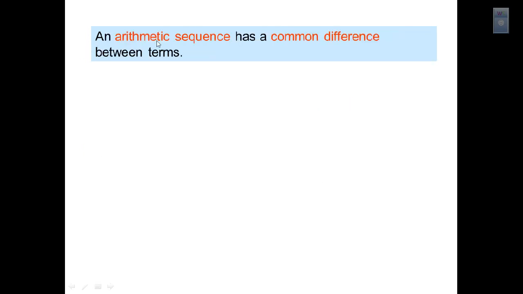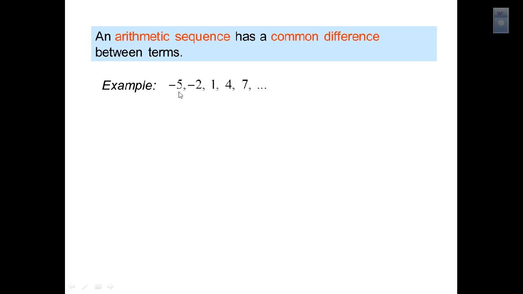All right, now an arithmetic sequence has a common difference between the terms. Difference, of course, means subtraction. So that means if you take one term and subtract the term that came before it, you're going to get a number. If you subtract the next term minus the term before it, you're going to get the exact same number for a given arithmetic sequence.